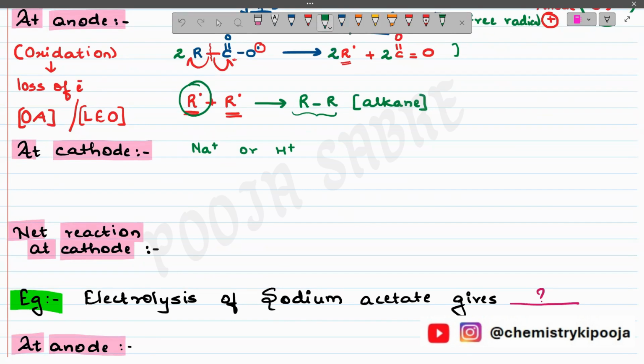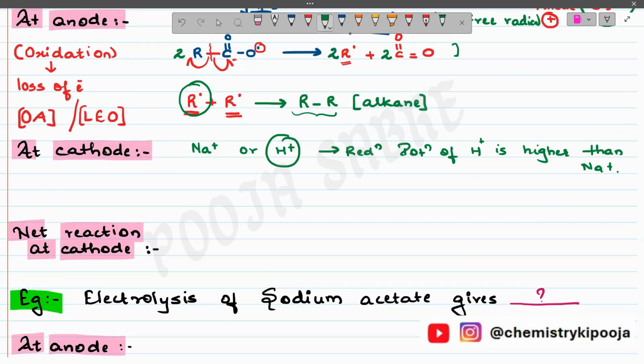Now, remember, students, the reduction potential of hydrogen, H plus, is higher than Na plus. Always remember the reduction potential of hydrogen is higher than that of sodium ions. And this makes it more favorable for hydrogen ions to gain electrons. That is the reason why hydrogen goes towards the cathode and gets reduced. Reduced means it accepts the electron.